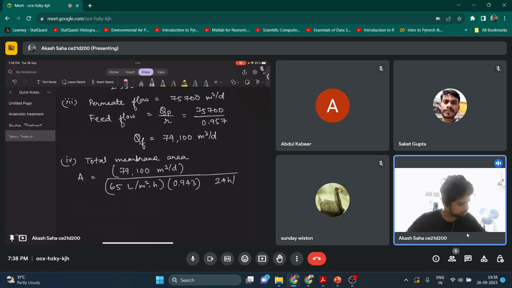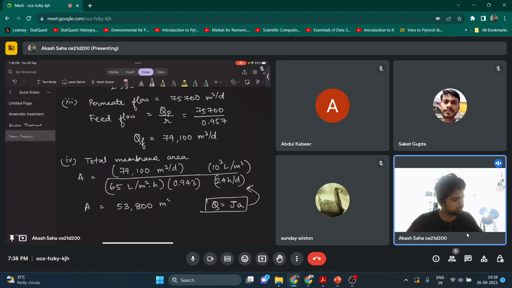So it is 24 hours per day. And one more, in terms of liter, will be 10 to the power 3 liters per meter cube. These are my conversion factors. So my total area that is required will be 53,800 meters square. Okay, so this is simply, we know Q is equal to flux times area. So from this, we are finding this. But I have to divide it by the online production factor, because for that much time only my system is running for producing permeate.